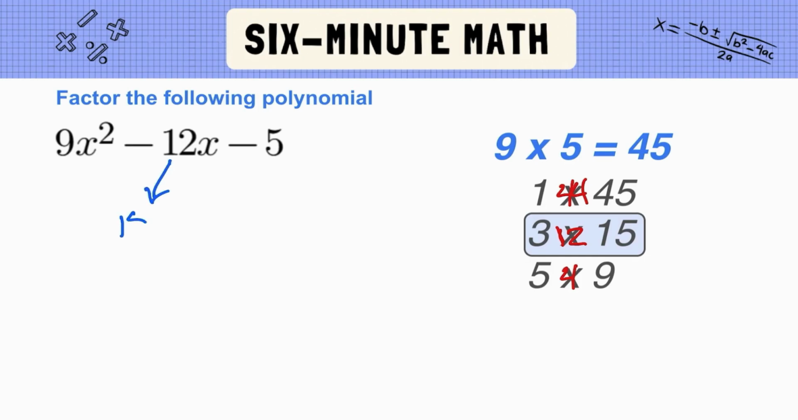Let's split my 12 up into 15x and 3x. I now need to figure out which one is positive, which one is negative. Because I have a negative b value, my higher number is going to be negative, my lower number positive, and then let's drop that a and c.